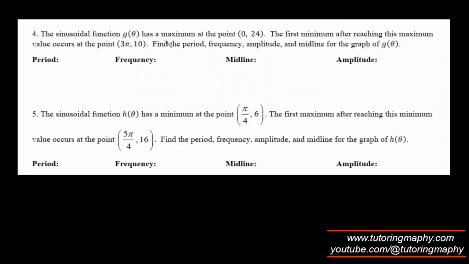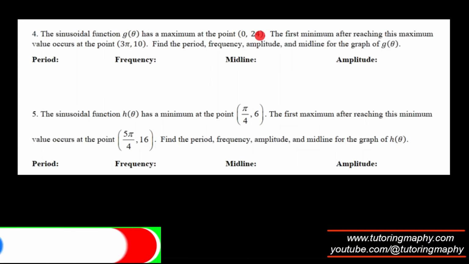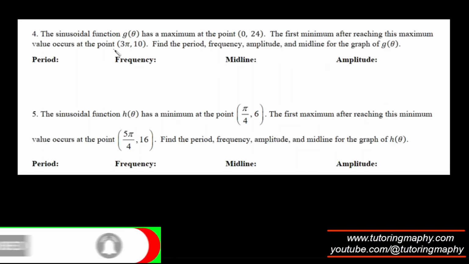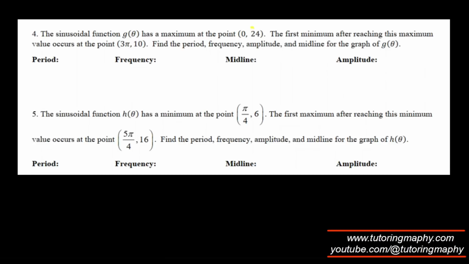Over here, we are given that the maximum of a sinusoidal curve is this. The first minimum after reaching this maximum occurs at this point. So find the period, frequency, amplitude, and the midline. I know that the maximum is this and the minimum is, it doesn't matter whether that's the first minimum or third minimum, or minimum is minimum, right? Because that's a sinusoidal curve. So the maximum is 24, minimum is 10.